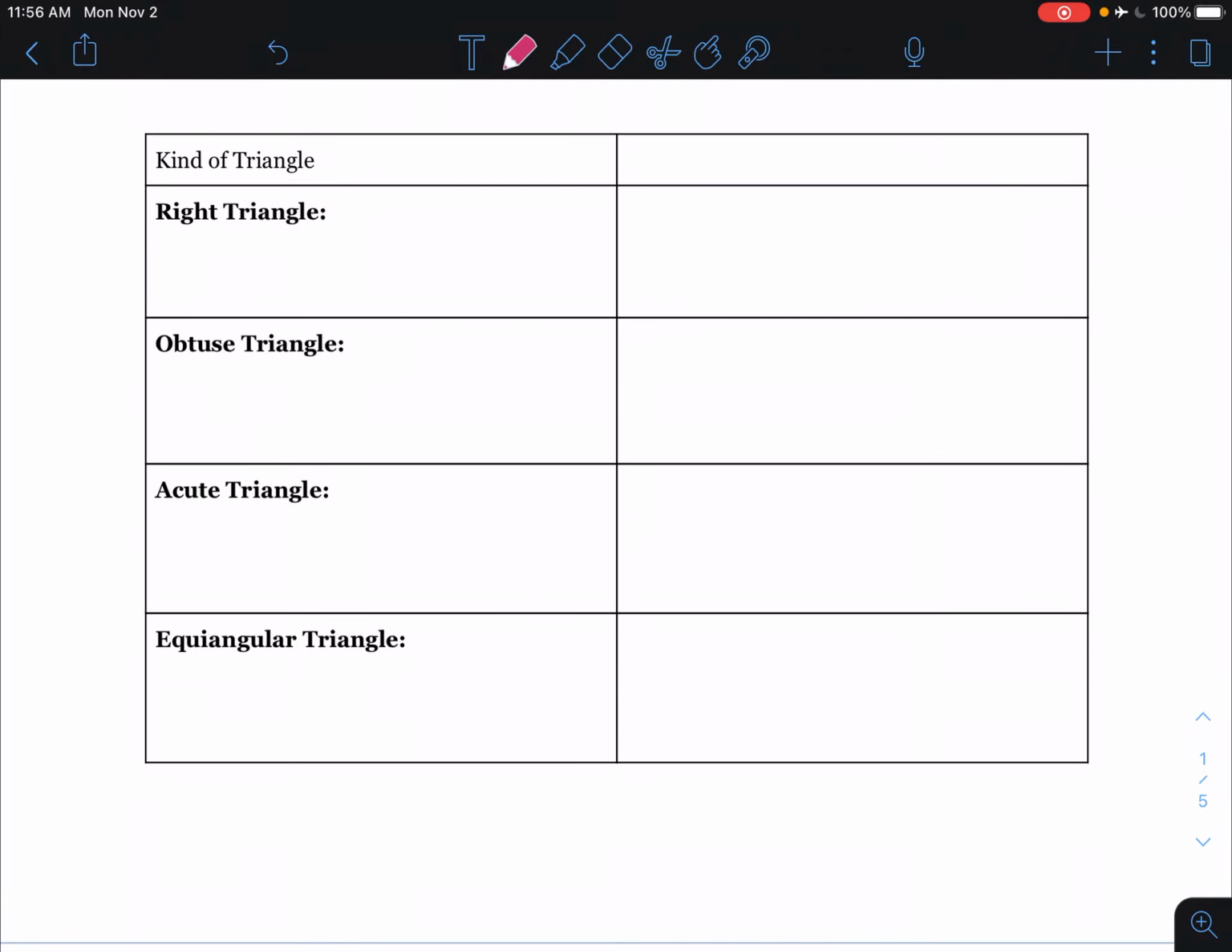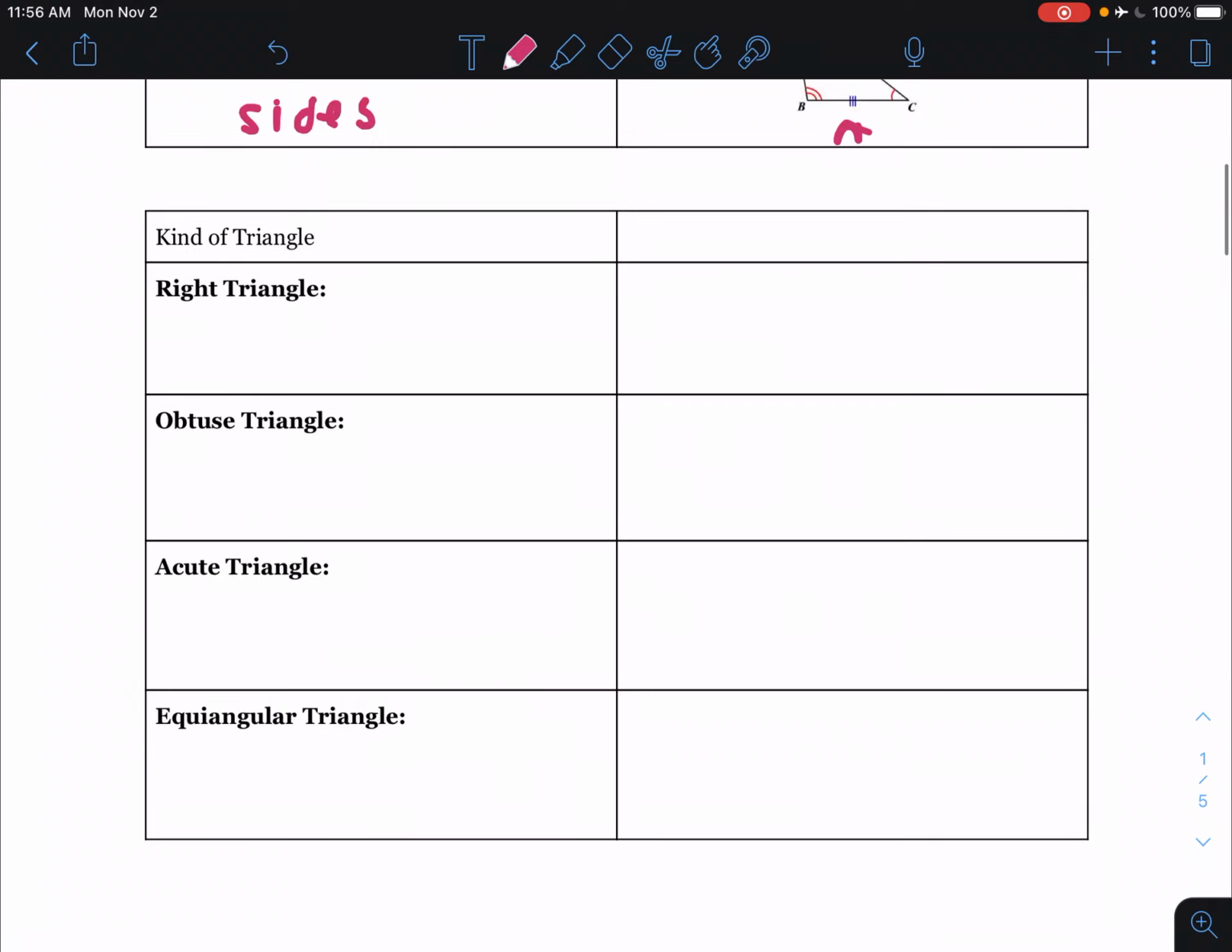The next kind of way that we can classify triangles is using their angle measurements. So the first kind of triangle based on its angle measurement is a right triangle, and that has one right angle. What does that look like? Well, it's going to look like this. You have two perpendicular sides. Remember, perpendicular means that they meet at a 90-degree angle. There you go, a right triangle. Two of the sides are perpendicular.